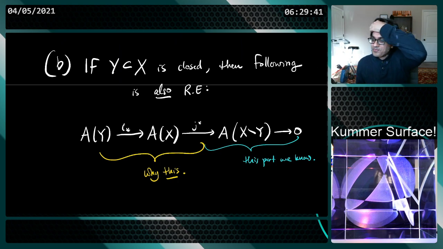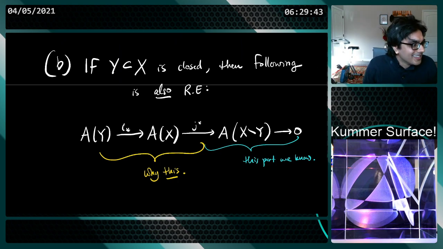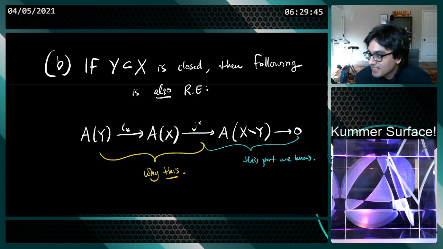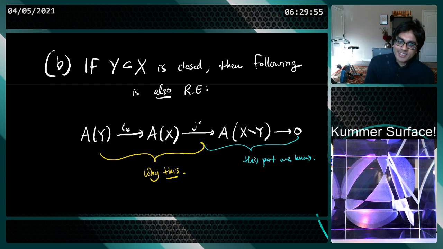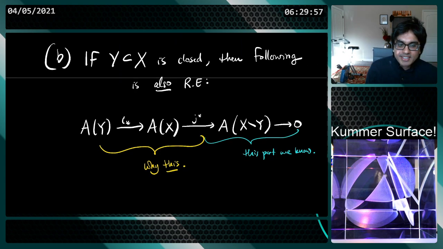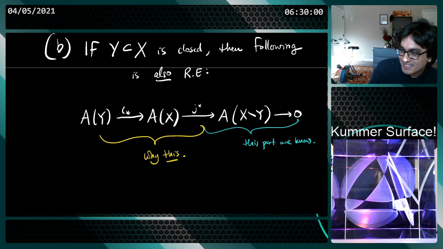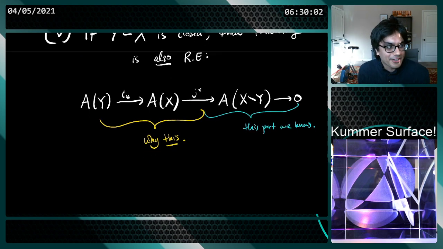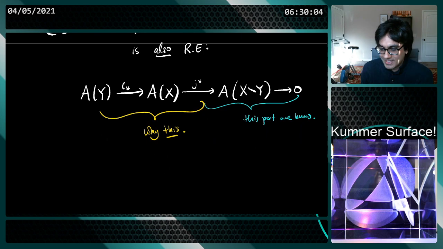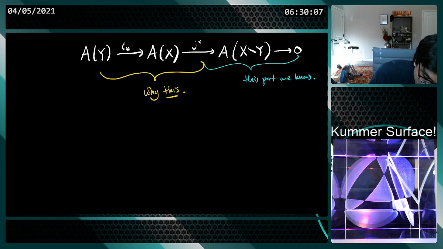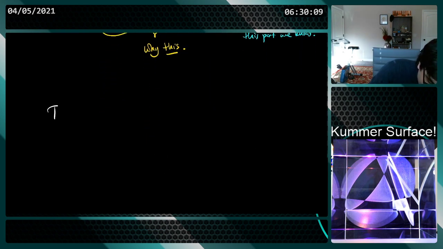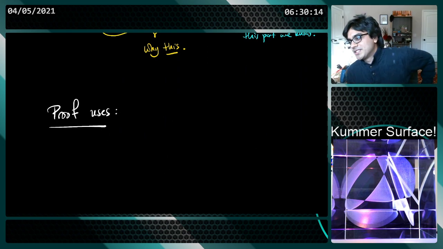But luckily, there is a simple argument for this statement. The book has a very slick commutative diagram method of proving this. So the proof uses the following sequence of observations.